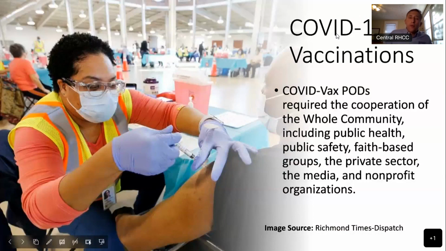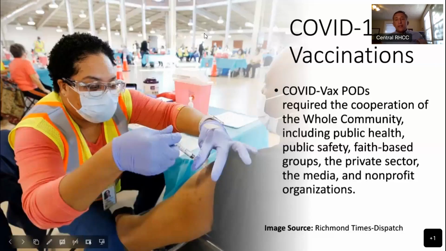So as I mentioned before, it required the cooperation of the entire community. So we had public safety involved. Obviously, police would provide external security and traffic control. We had our sheriff's deputies providing internal security control, which was important because there was a lot of uncertainty among both us as public health and the public. So we had to make sure we had security inside, just to make sure that nobody came in with any hostile intent, and that sort of thing.